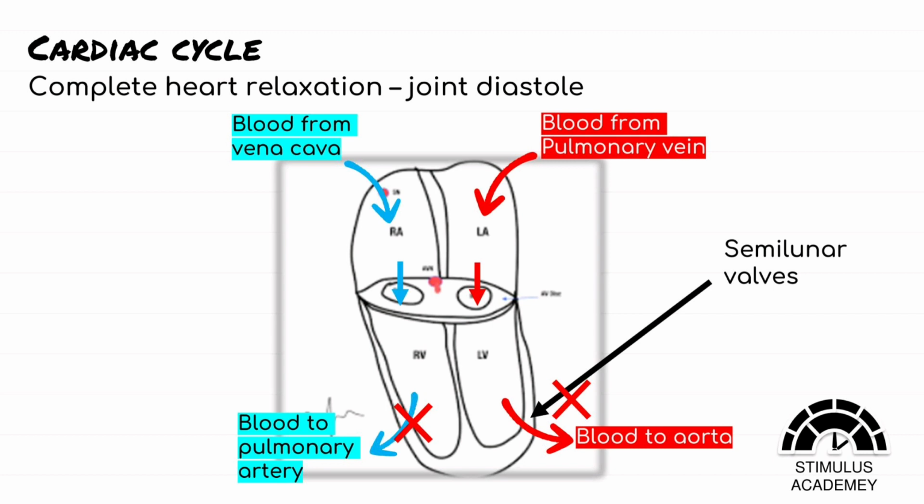Similarly, oxygenated blood coming from the lungs via the pulmonary vein is drained to the left atrium. And since the mitral valve is open, blood is drained to the left ventricle simultaneously. But further ahead, semilunar valves are not open right now. So in joint diastole, both ventricles keep on filling.